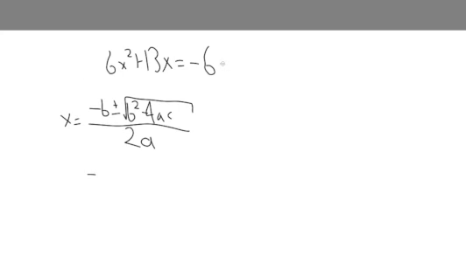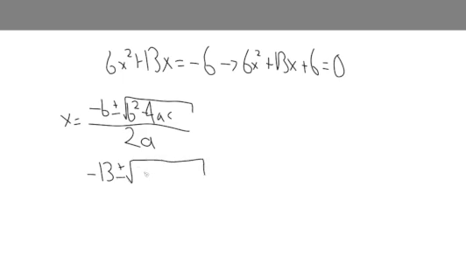But firstly, we have to set this to 0. 6x squared plus 13x plus 6 equals 0, so x equals negative 13 plus or minus the square root of 13 squared minus 4 times 6 times 6, all over 2 times 6.